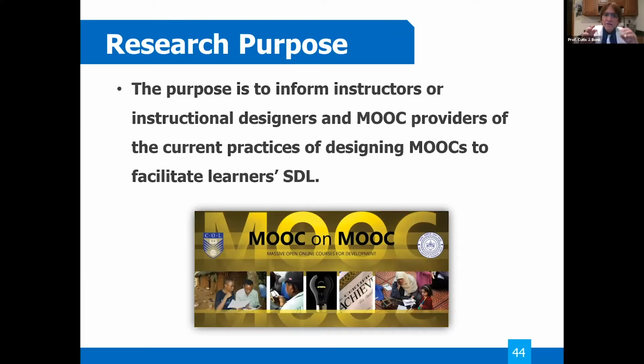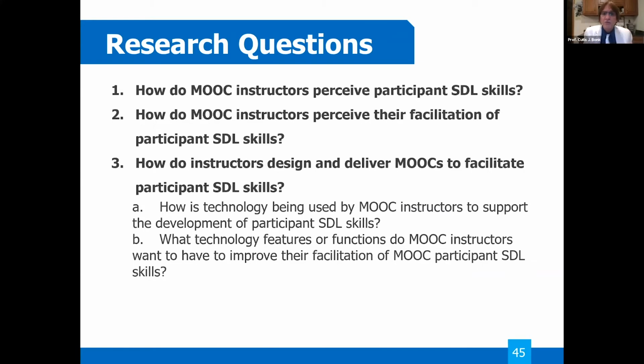Like the Commonwealth of Learning offering MOOCs on MOOCs, in some ways the purpose of the study was to understand how to design a MOOC to be effective. The purpose is to inform instructors, instructional designers, and also the providers of the MOOCs about current practices, and potentially best practices, in designing and facilitating MOOCs.